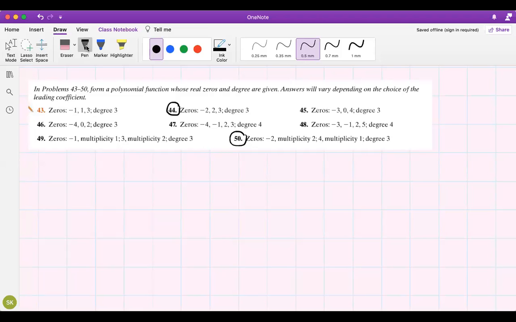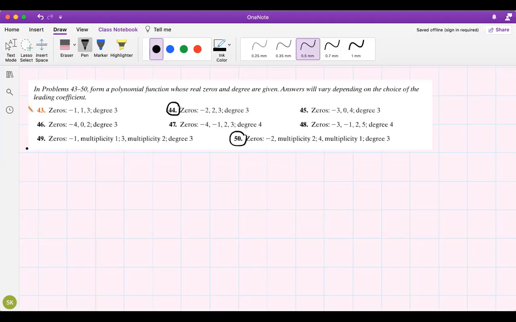In this video, we're going to learn how to write some polynomial functions if we're given some information, like what the zeros are and the degree of the polynomial is. We're also going to graph some polynomial functions given the function.